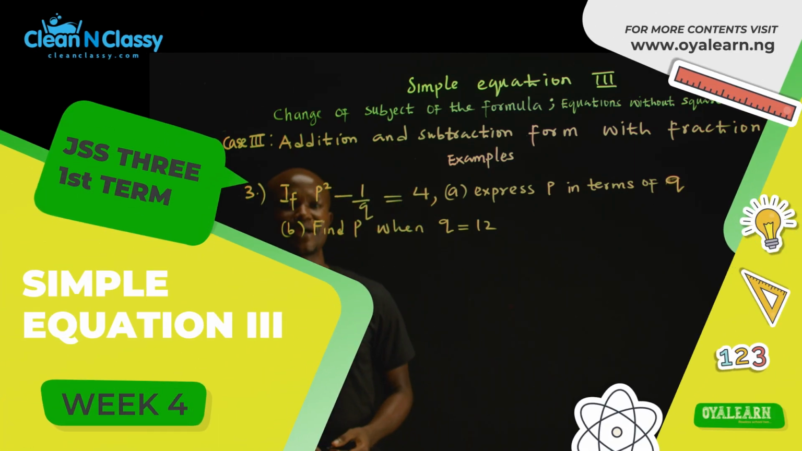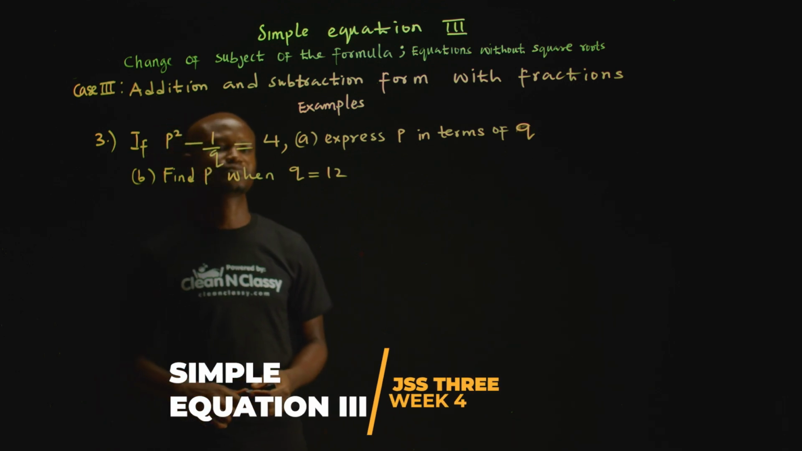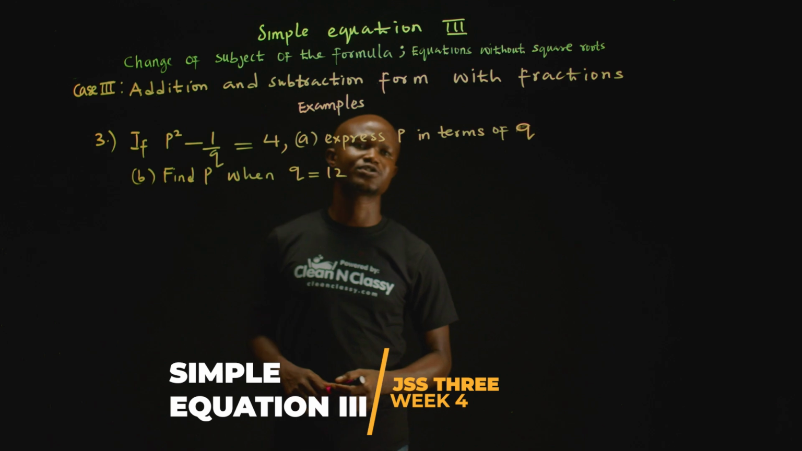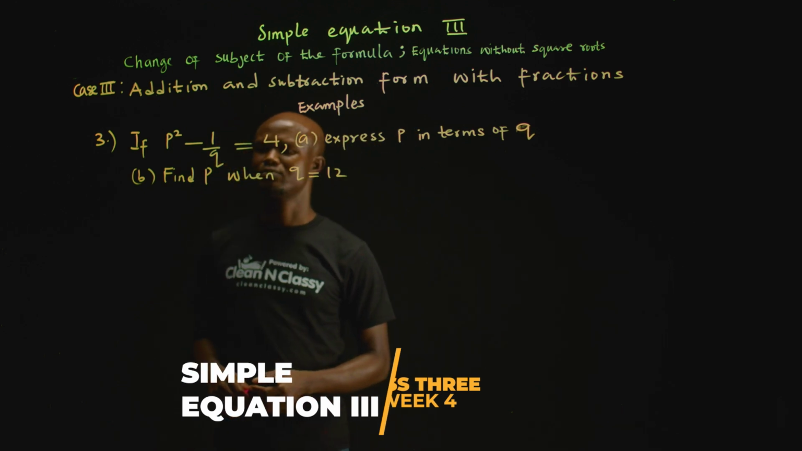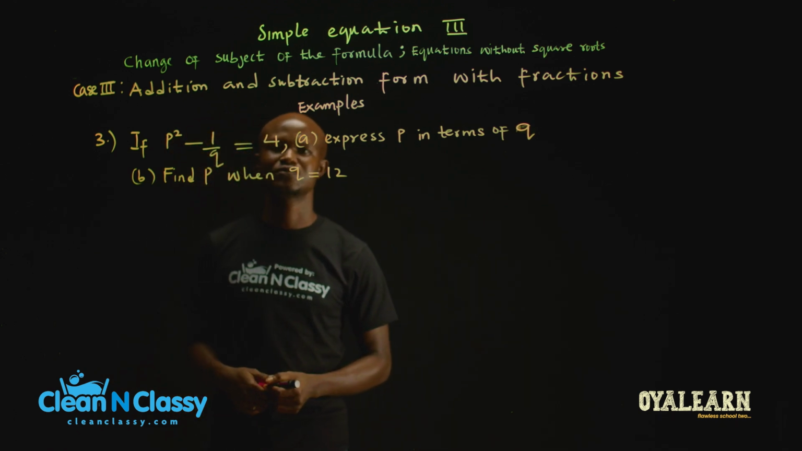If p squared minus 1 over q equals 4. A. Express p in terms of q. B. Find p when q equals 12. Solution.